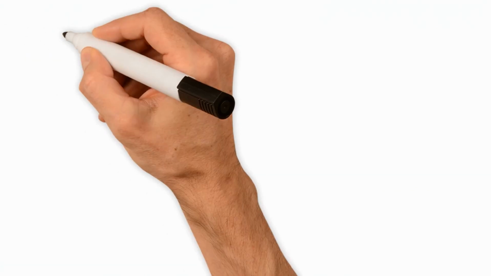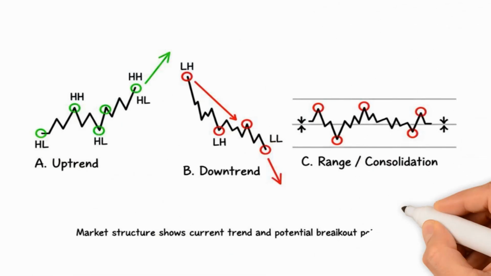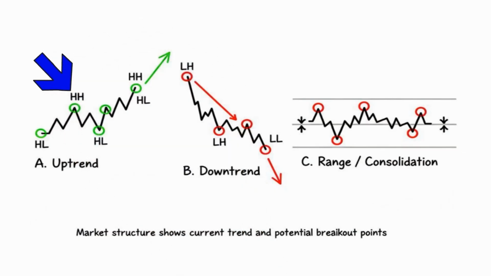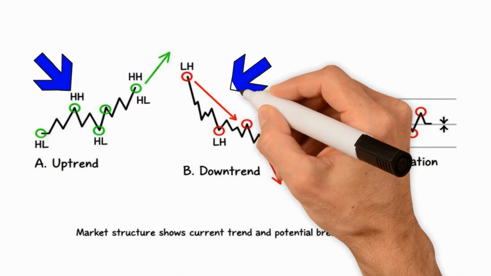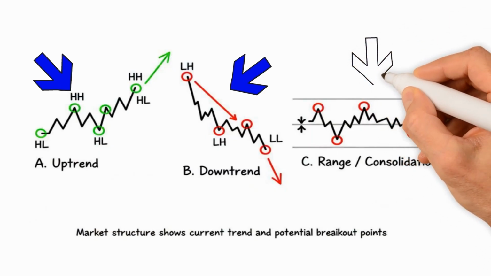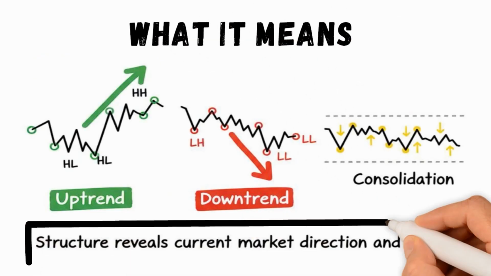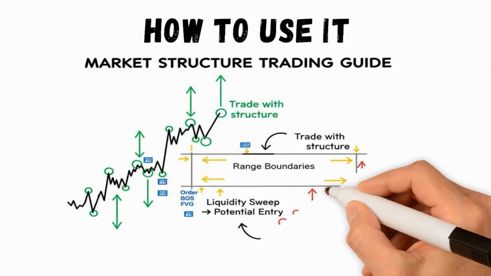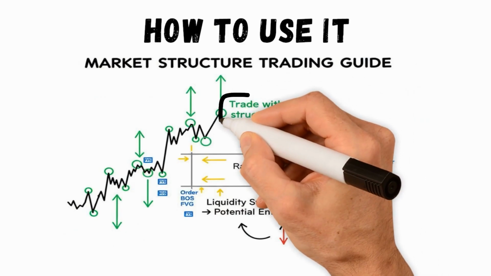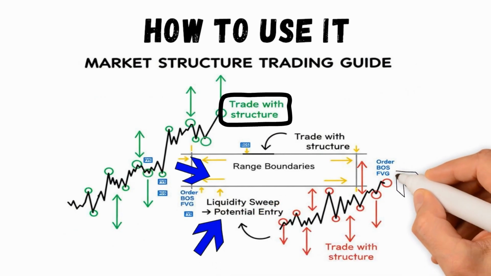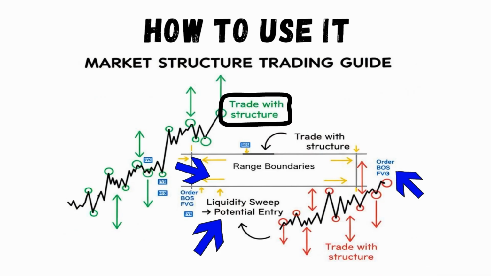Market structure. Market structure refers to the sequence of swing highs and swing lows on a price chart. An uptrend forms when price creates higher highs and higher lows. A downtrend forms from lower highs and lower lows. Consolidation is when price stays within a tight range, failing to break either direction. What it means: structure reveals the current direction and phase of the market. How to use it: identify whether price is trending or ranging. In a trend, trade in the direction of the structure. During consolidation, look for liquidity sweeps at the range boundaries. Combine with order blocks, BOS or FVGs for precise entries.